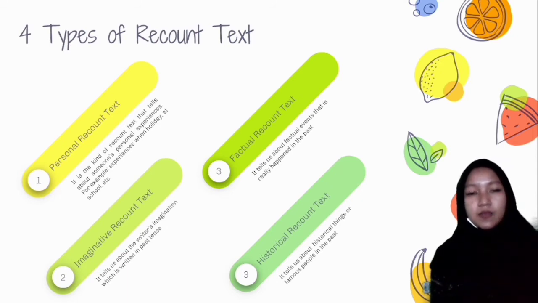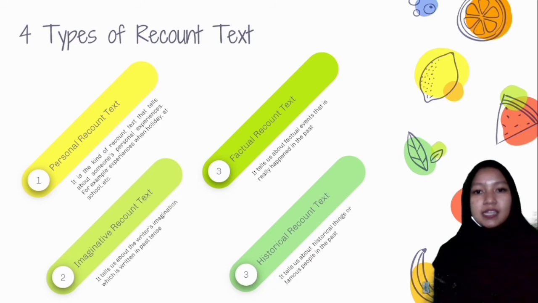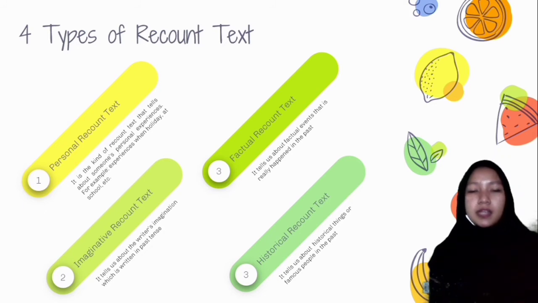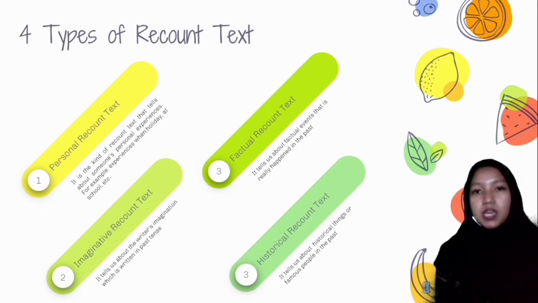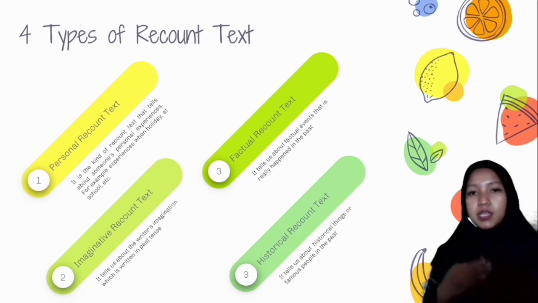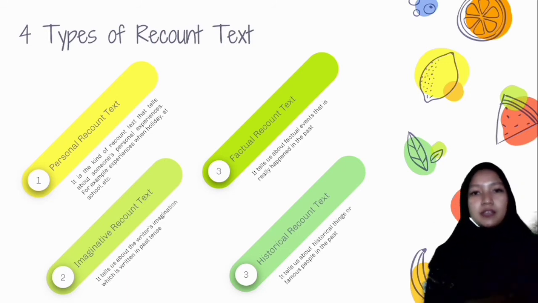And then the third one is factual recount text. It tells us about factual events happened in the past. And then the last one is historical recount text. It tells us about historical things or famous people in the past. It could be the biography of Bung Karno, the history of Candi Borobudur, etc.